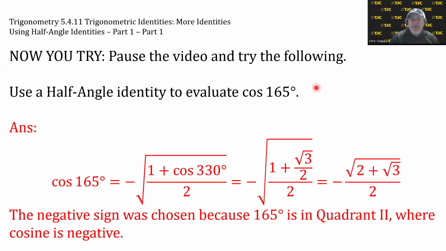If we're going to use a half-angle identity, we need to identify or note or calculate that 165 degrees is half of 330 degrees. So cosine of 165 degrees equals negative square root of 1 plus cosine 330 degrees over 2. And the negative was chosen because cosine in quadrant 2, where 165 degrees is, is negative. And then we end up getting an expression that we clean up similar to before.